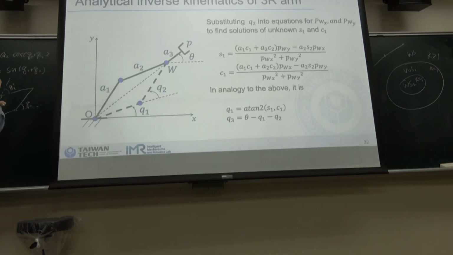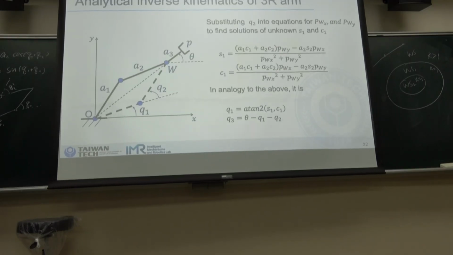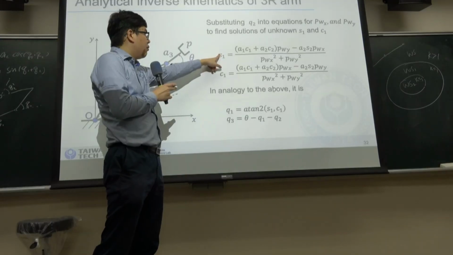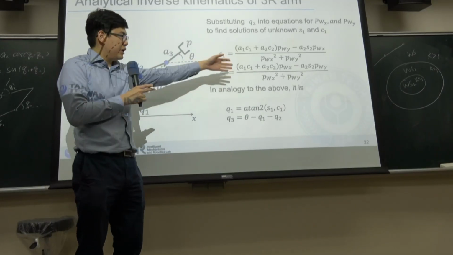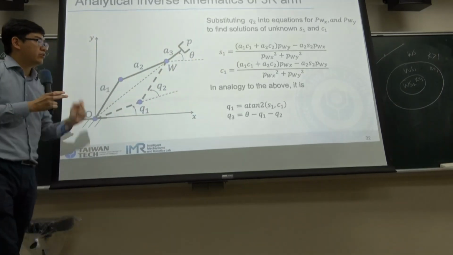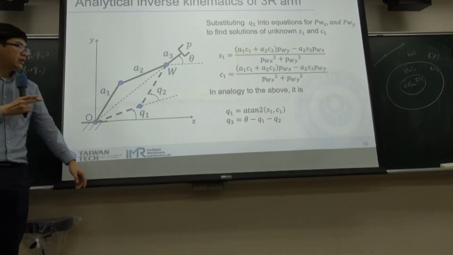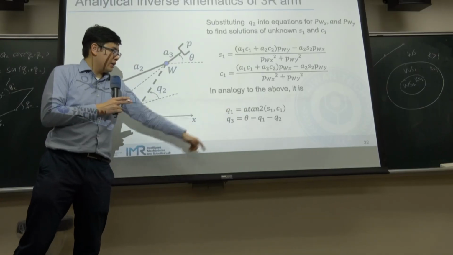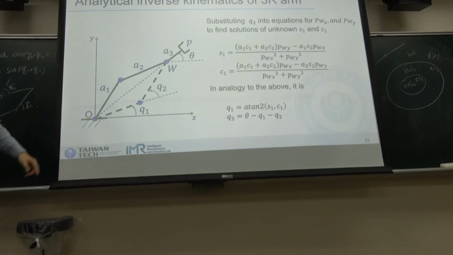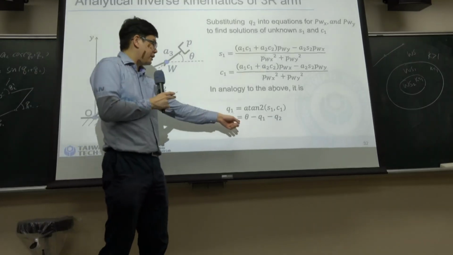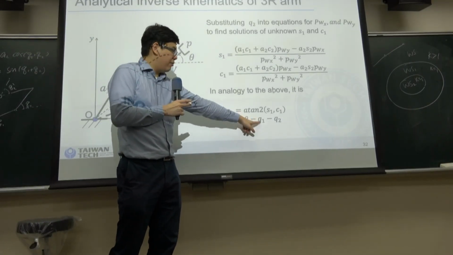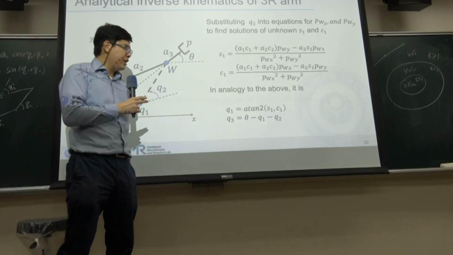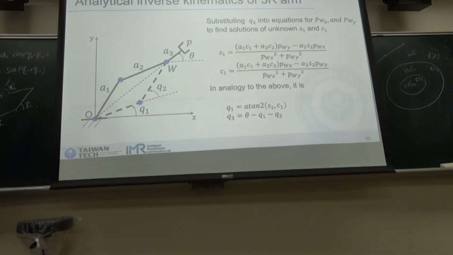So back to the inverse kinematics. We can have sine Q1 equal to this, and cosine Q1 equal to this. This is the same as the two-arm robot. Through the arctangent, we can get Q1. And we know that theta is Q1 plus Q2 plus Q3. So if we have theta minus Q1 minus Q2, we can get Q3.